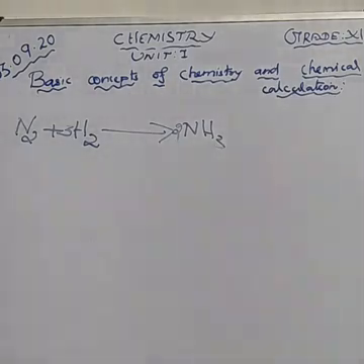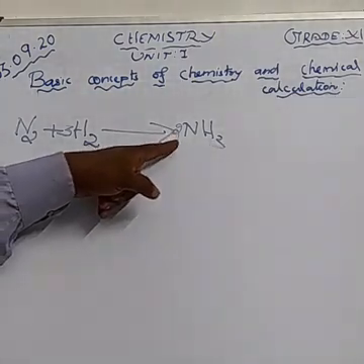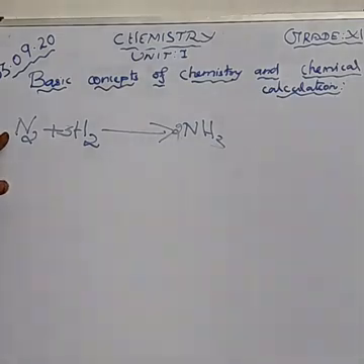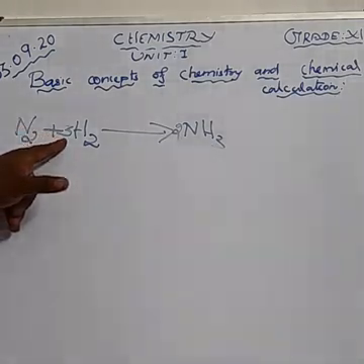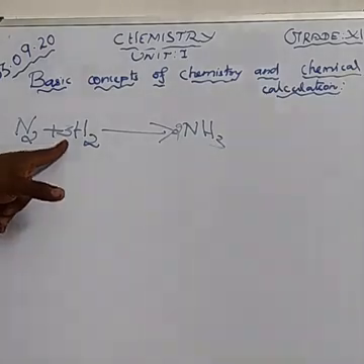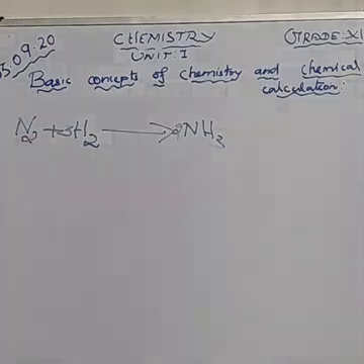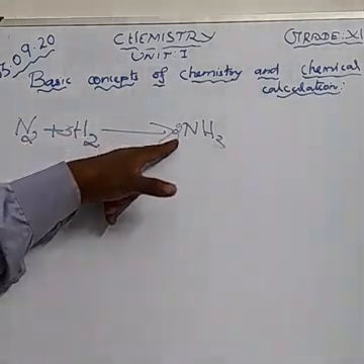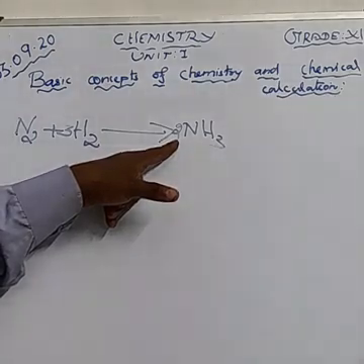Then next question. As per the stoichiometric equation, to produce 2 moles of ammonia, 3 moles of hydrogen are required. Am I right? In the stoichiometric equation, how many ammonia molecules are there? 2 ammonia molecules. That is, 1 mole of nitrogen combines with 3 moles of hydrogen to give 2 moles of ammonia. Are you clear?